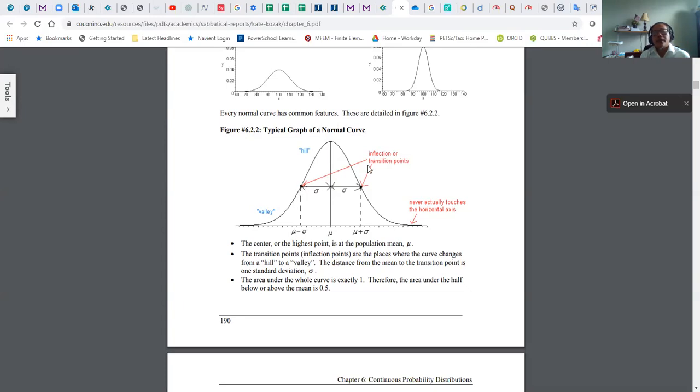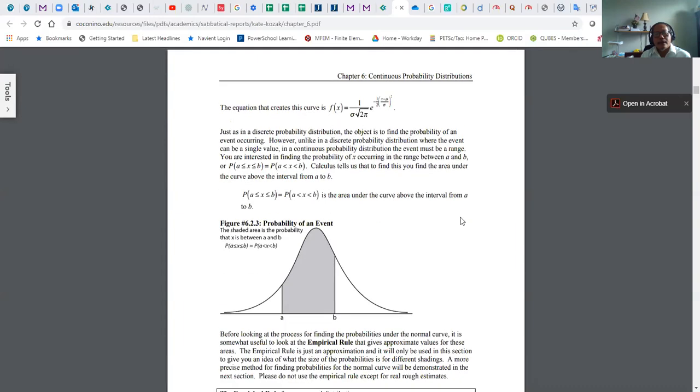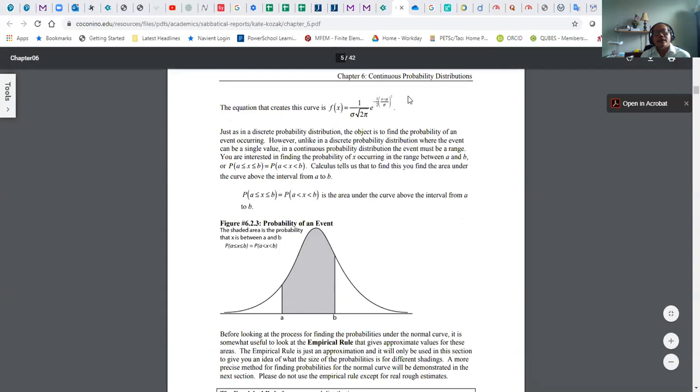Sigma is like the inflection point or the transition point, and the distance from here to here is considered as the standard deviation. So starting from here it is concave up, and then from here up to here it is concave down, and then concave up again. And also you can see this never touches the horizontal axis. Yeah, so this is the function.